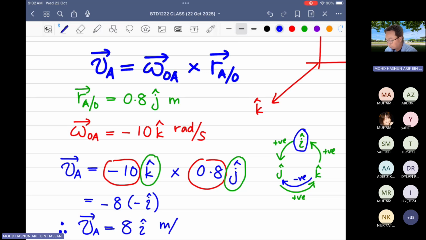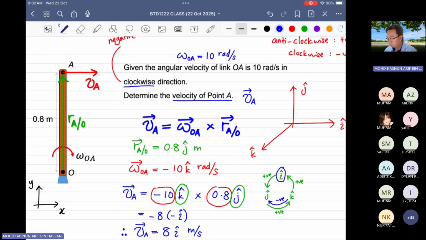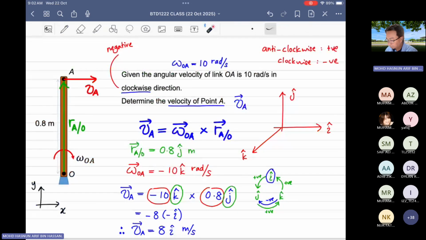and the unit is meter per second. Okay, so if you look back at the initial direction of VA, it is pointing in the positive x-axis, and this corresponds to our answer. The answer here is positive in the x-axis, which means that the answer is correct.